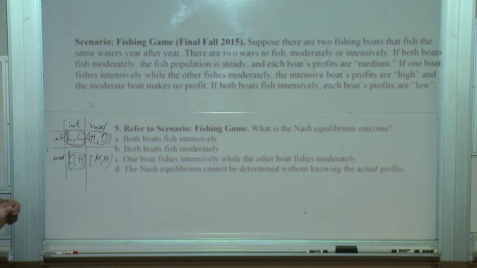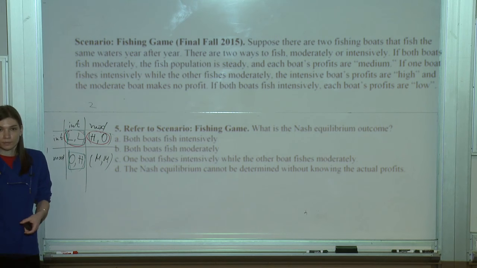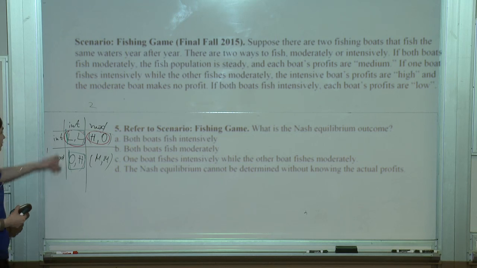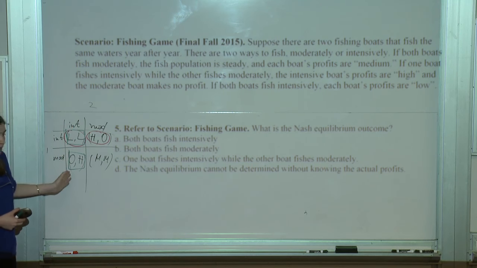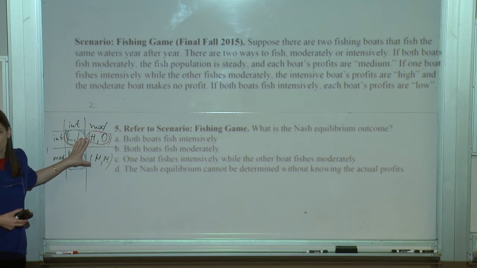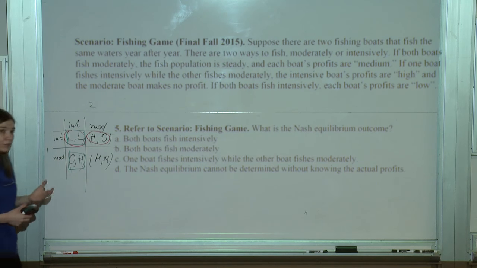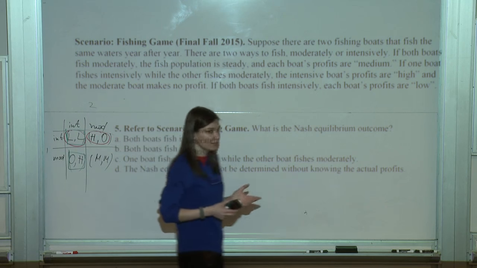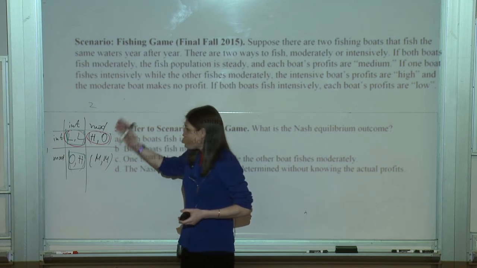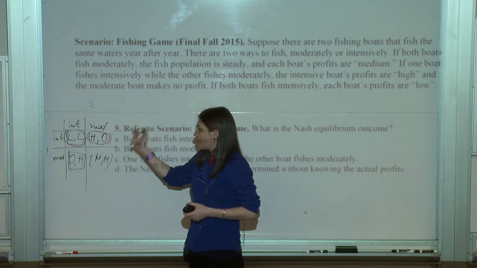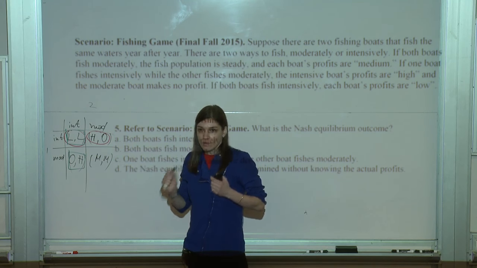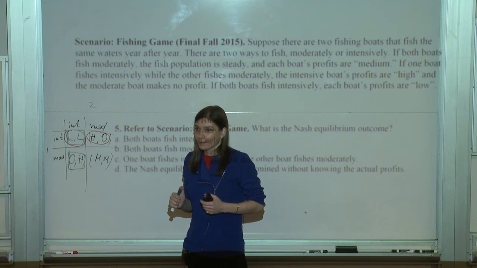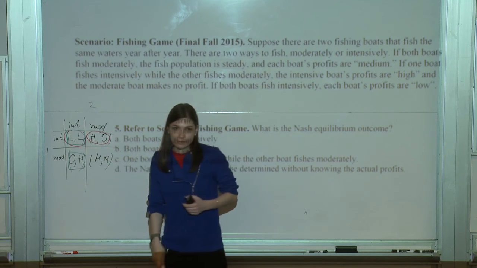All right, so what happened here? First of all, is there a dominant strategy for player 1? Fish intensively is dominant for player 1. Is there a dominant strategy for player 2? Same thing, right? Because no matter what, they're going to choose that strategy. And then the Nash equilibrium, if you want to simplify this, is a square in this table that both of them are going to choose. And what's the only Nash equilibrium here? Both fish intensively.